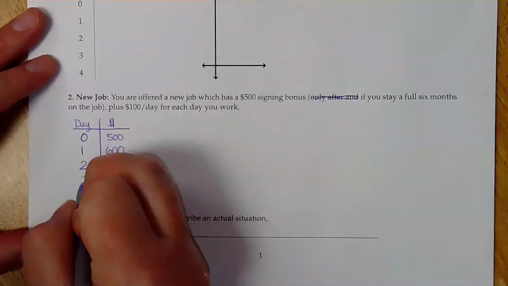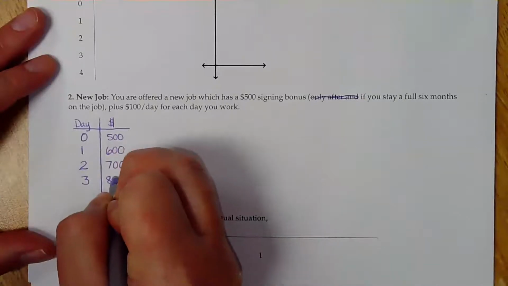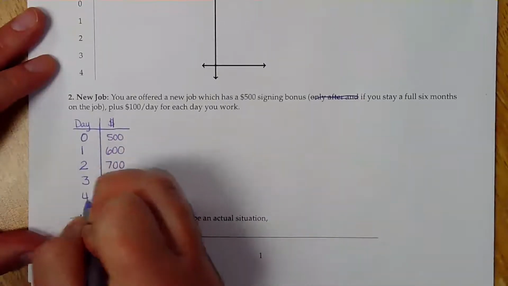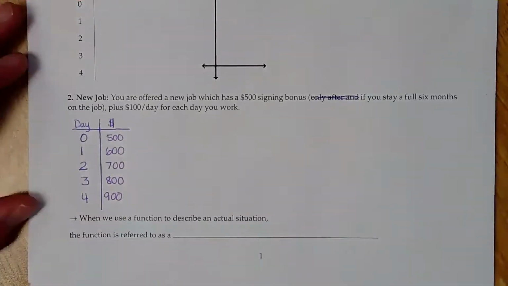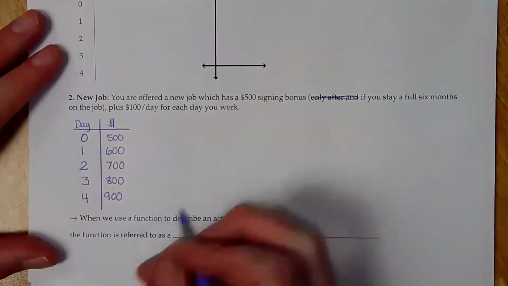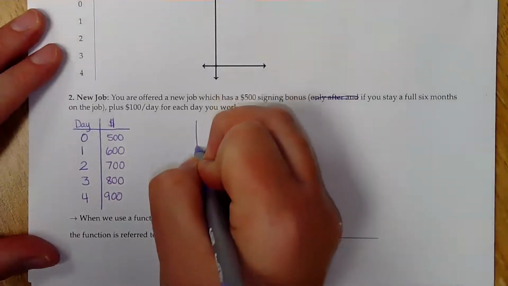Do the same thing on day 3, which brings my total to $800. Day 4 gives me $900. By the end of the week, I'm at $1,000. All right, so there's our table. And let's go ahead and make a graph.